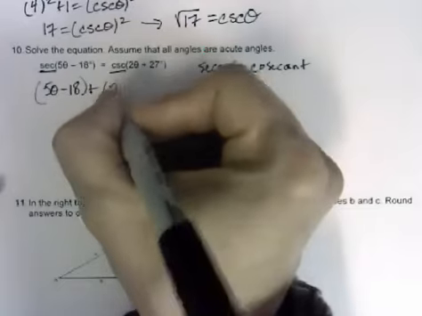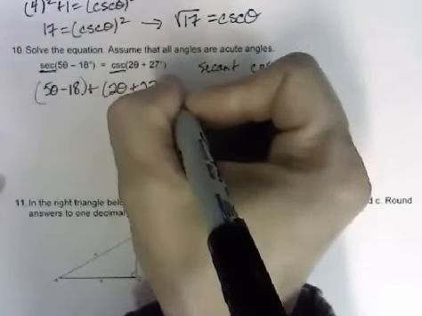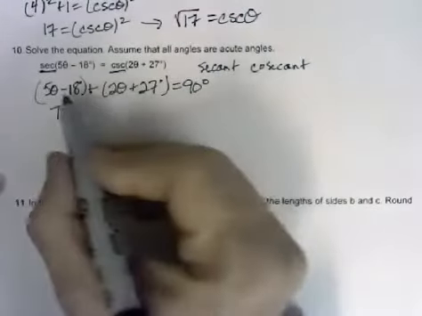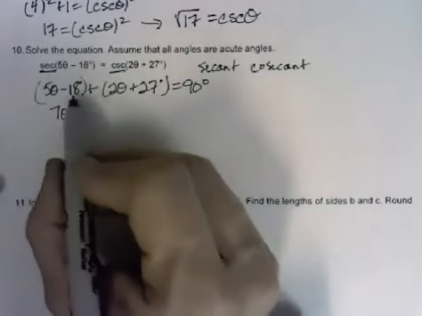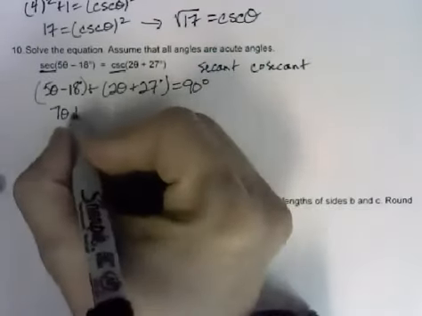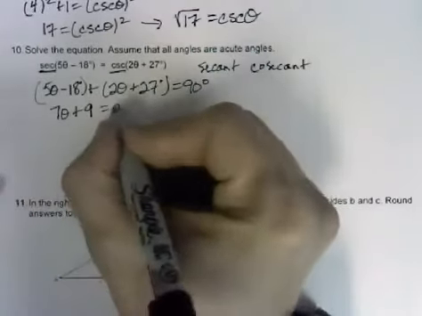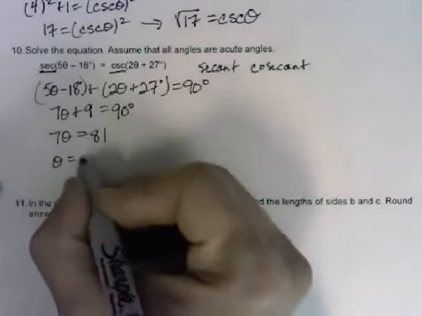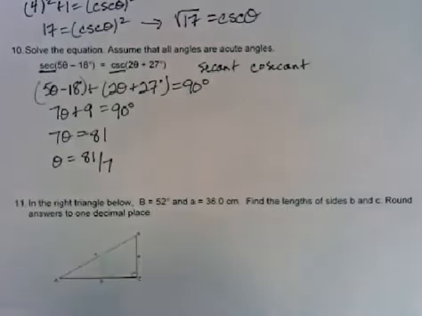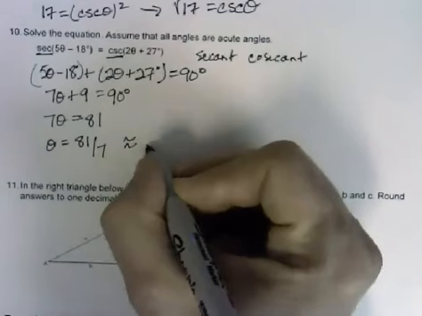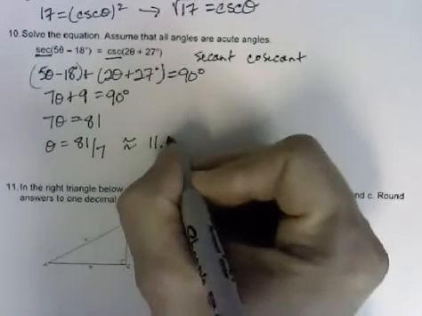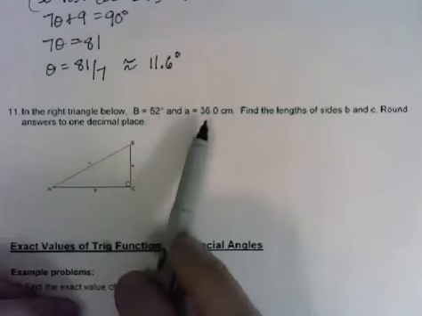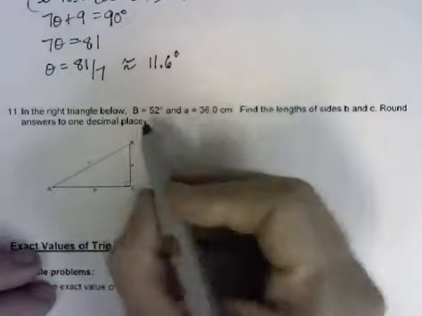I'm going to do it by just taking the two expressions, adding them, and making my total 90 degrees. Then I'm going to solve this for theta. So I'm combining my like terms. That gives me 7 theta, and minus 18 plus 27 gives me 9. And to solve this, I want to divide both sides by 7. This problem didn't tell us how many decimal places to round to. So I'm just going to round it to 1 decimal place, which gives me 11.6 degrees.